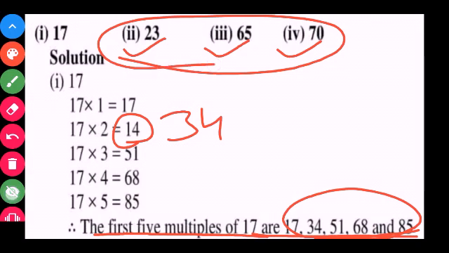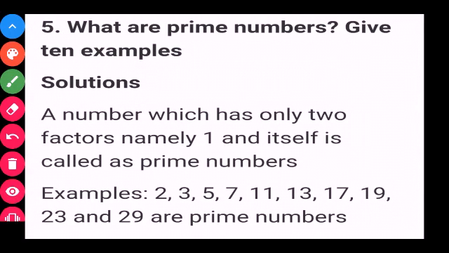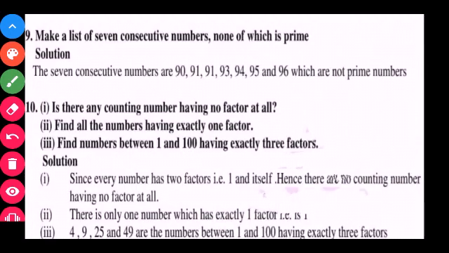Now next question. Question number 5 is given: what are prime numbers? Give 10 examples. So you know a number which has only 2 factors, namely 1 and itself, is called a prime number. You learn it, so you can write the definition and give 10 examples. Similarly, you can do other questions that are easy.